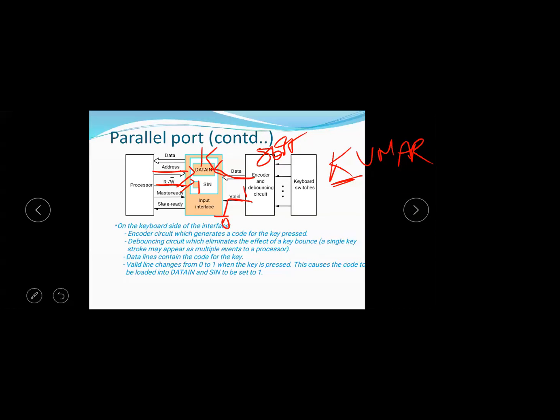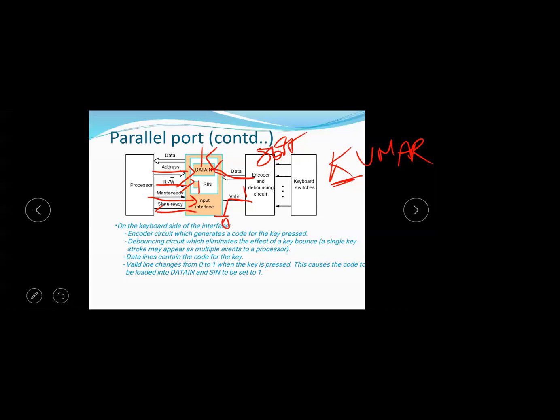Before this transmission, the processor says I am ready to transfer the data. This is sent to the slave, where the master is the one who initiated the transfer, and when the master is ready, the signal is received by the slave, and the keyboard is sending the data to the data in register. At that time, the slave is also sending the slave ready signal.